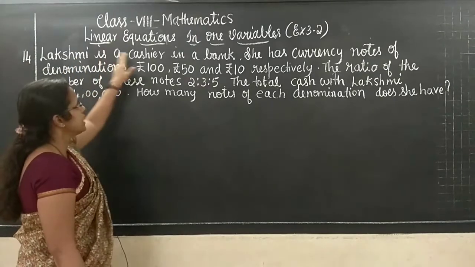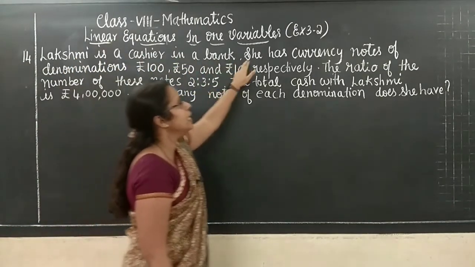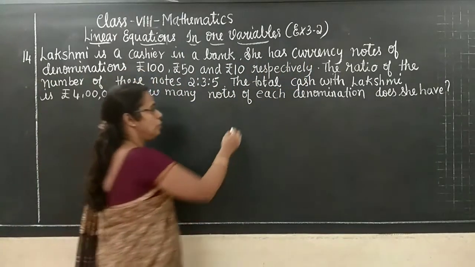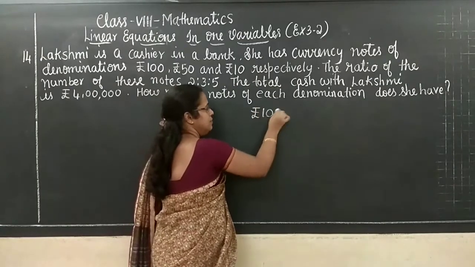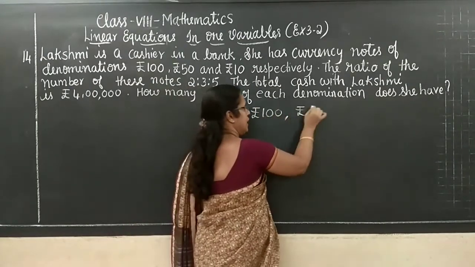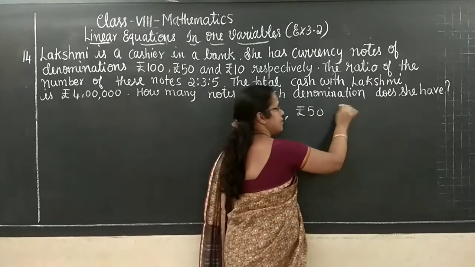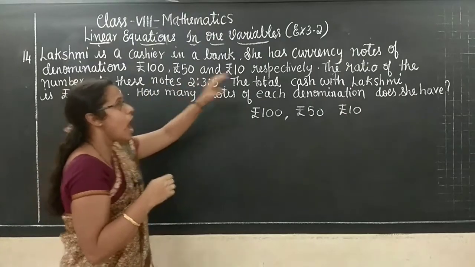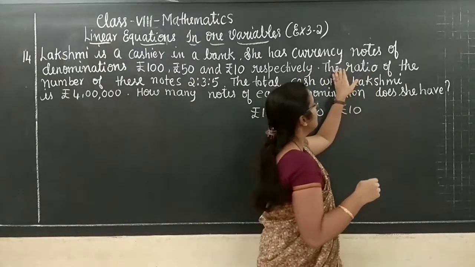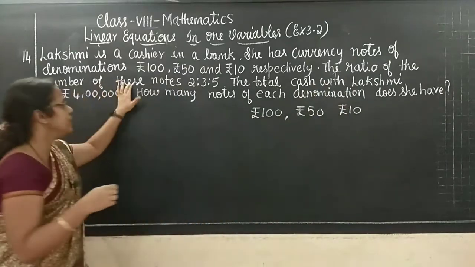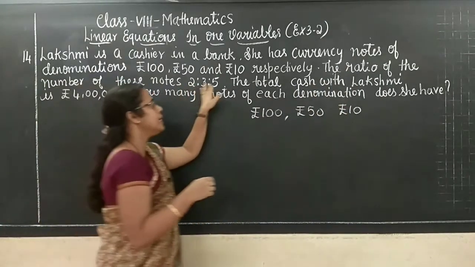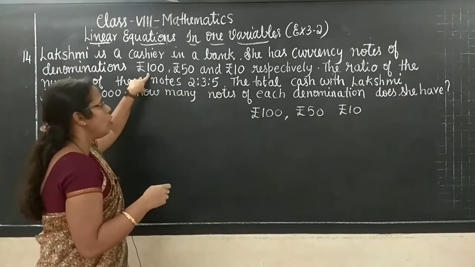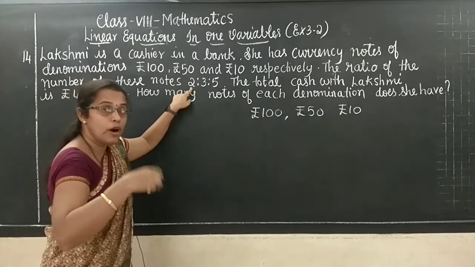So Lakshmi is a cashier in a bank. She has currency notes of denominations ₹100, ₹50 and ₹10. Consider that the notes are in the form of a ratio. See, the ratio of the number of these notes is 2:3:5. So how many 100 rupee notes are there? It is in the form of a ratio.